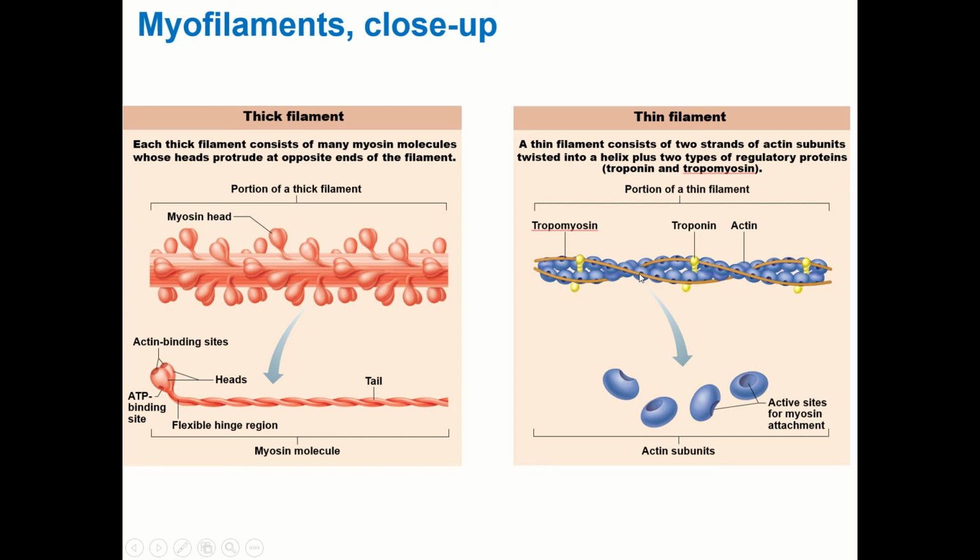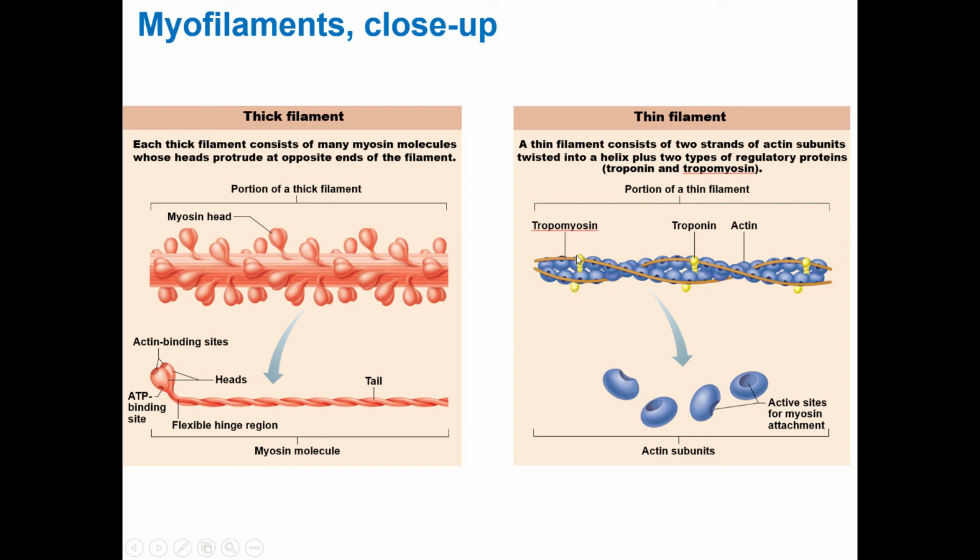And so tropomyosin, that little orange thread, is actually sitting on top of those active sites on actin where myosin would attach. So whenever tropomyosin is sitting on top of those active sites, it effectively physically blocks myosin from attaching. So it separates those two proteins. So if we don't want the muscle cell contracting, we need tropomyosin covering those active sites.